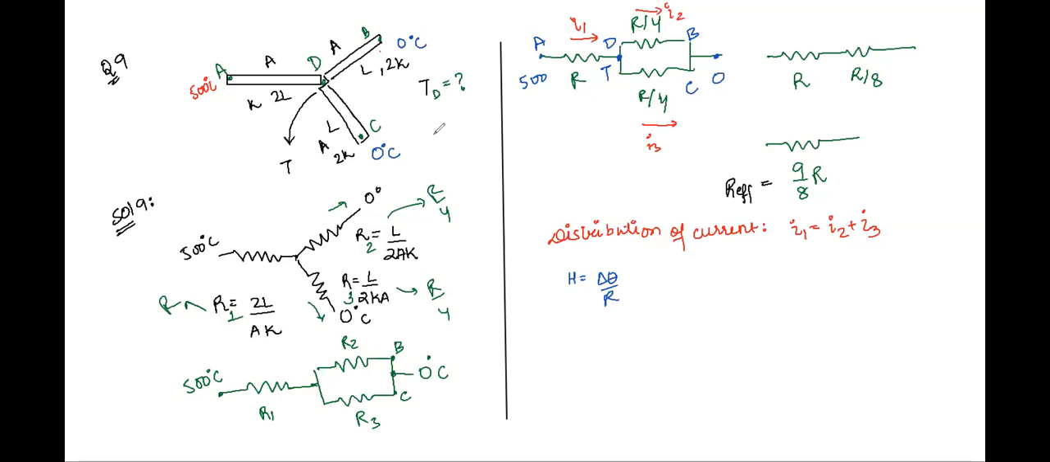I think Atul wants to say something. Yes, Atul, tell us. Sir, the resistance of the parallel combination should be R by 4. We'll check it, no worries. See here, if the resistance is 2L by Ka here and L by 2Ka here, I have tried to write that if this is R, this will be R by 4, and this will be R by 4.